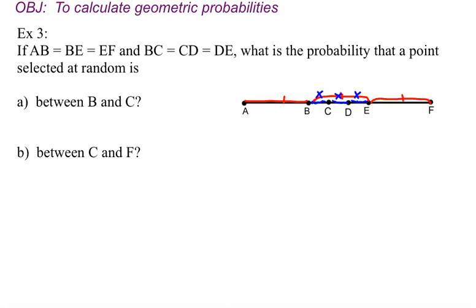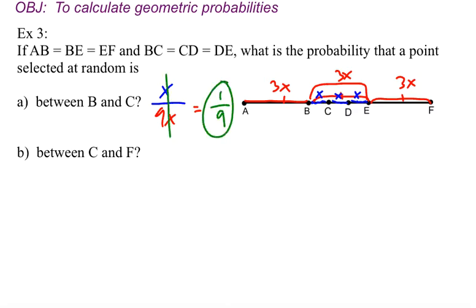Okay, so then this red section from B to E is 3X, and I happen to know that that's equal to AB. Now this is 3X, and EF is also 3X. Now I can compare lengths because they're all in terms of X. Between B and C would be 1X out of how many total X's for probability. I need the whole length, and what's the probability that it is between B and C? I'm going to assume that it could be any point on the line. I'm getting 9X. Simplify. You're right, the X's cancel and we get 1 over 9.